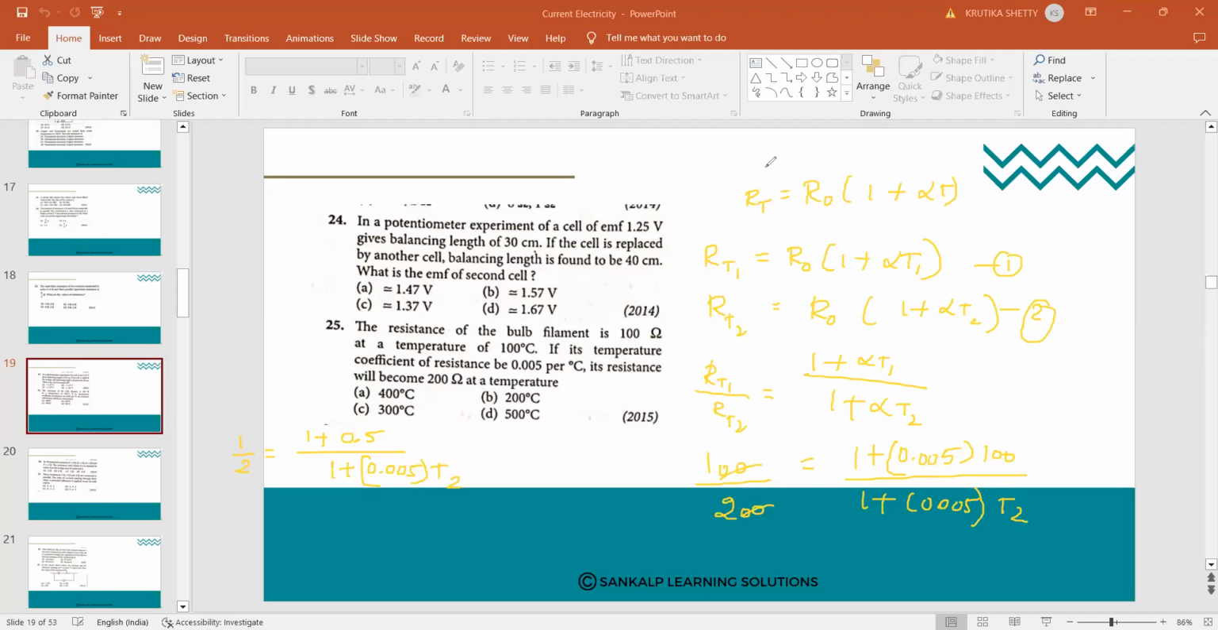So cross multiply. 1 into 1 plus 0.05 into T2 is equal to 2 into bracket 1 plus 0.5. So simplify the bracket, calculate T2. So check the answer.